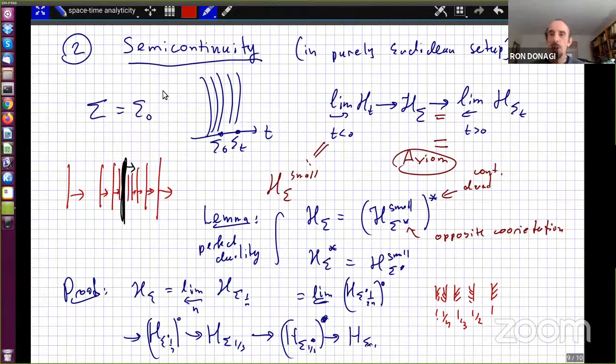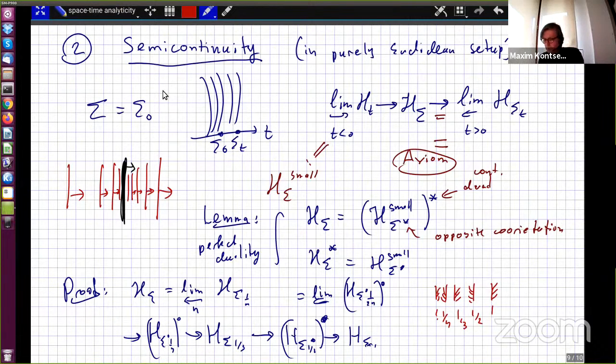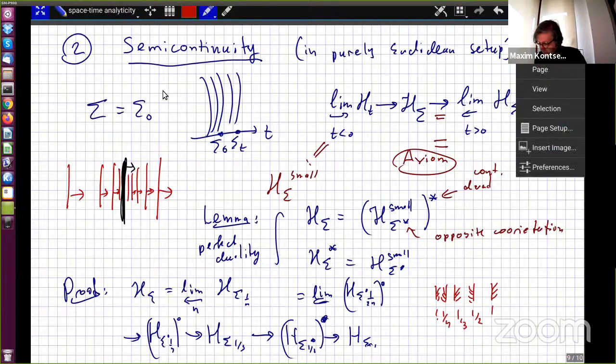He's also asking about the definition of H small in particular. Is it compatible? H small is a formal inductive limit from this picture. Yeah, one can make the following analogy, just a second.